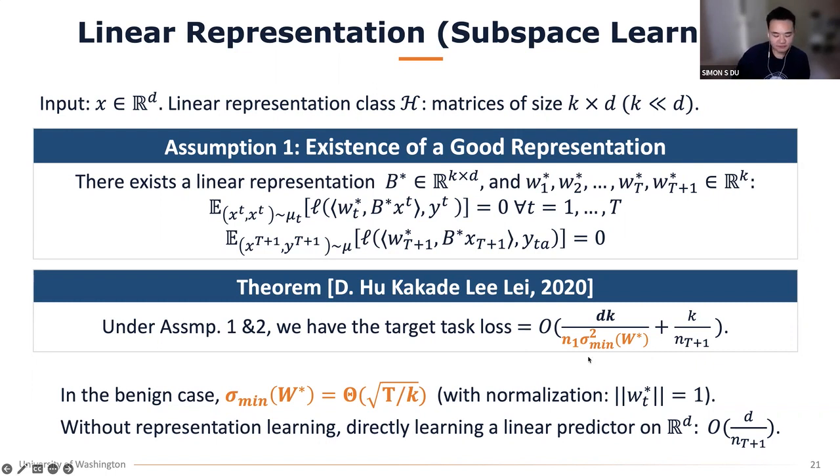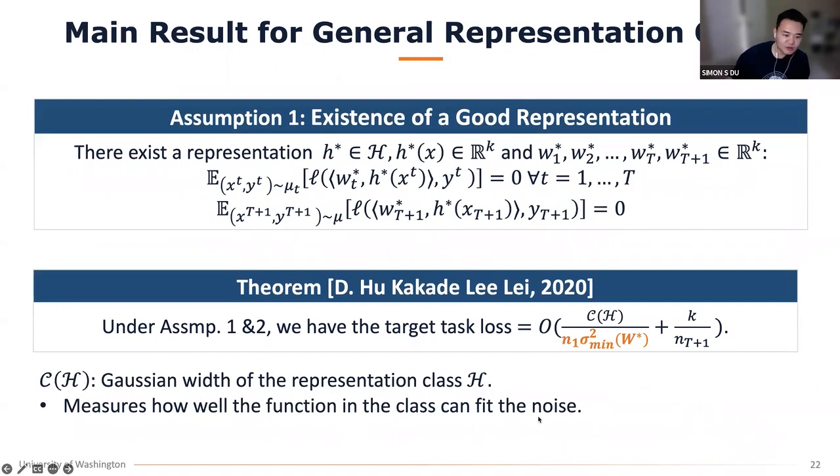Thanks, that's a good question. In the proof, we first prove the risk for the source tasks, and then we do some analysis to transfer it to the target task. So these are very related. All right, let me present the next result. This is a more general result for general representation functions. Again, remember the assumption is that now we have a general function class H, and we have some H star, which is a common Boolean representation for all the tasks.